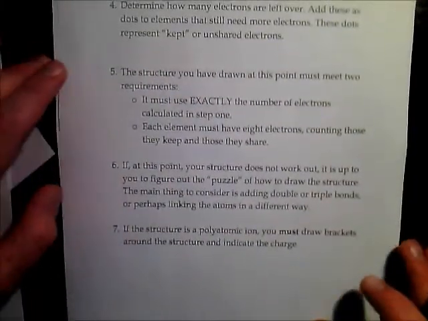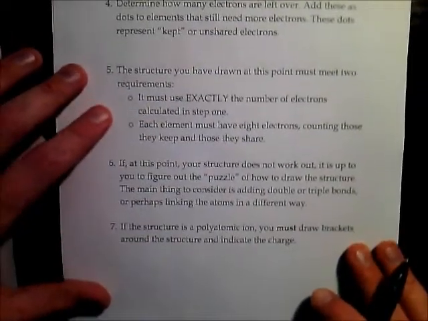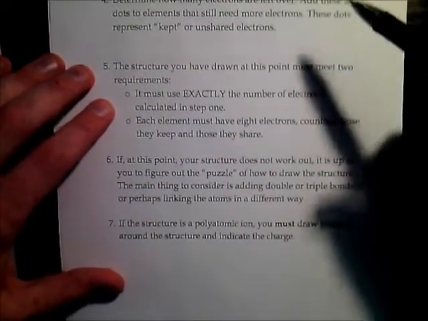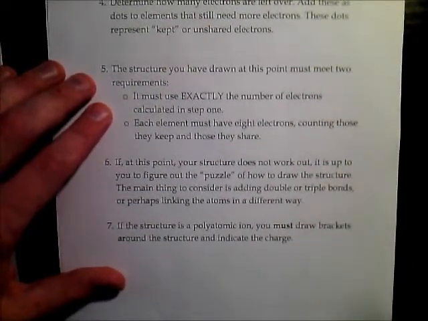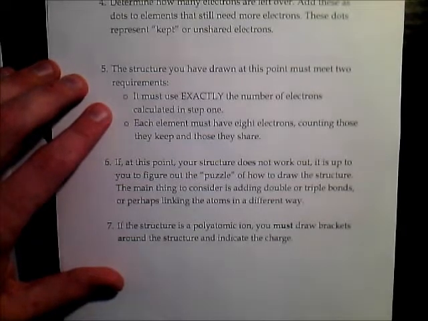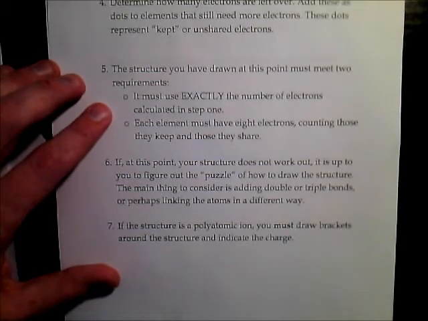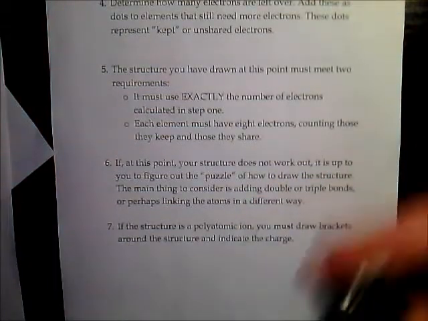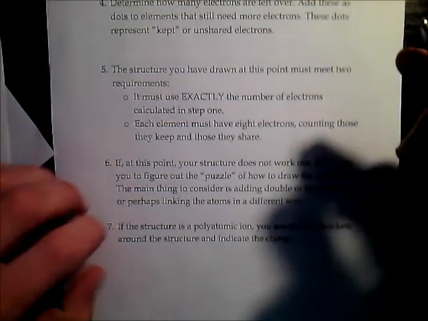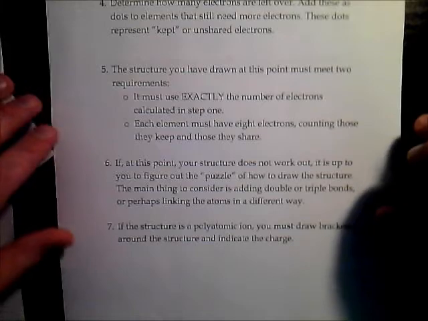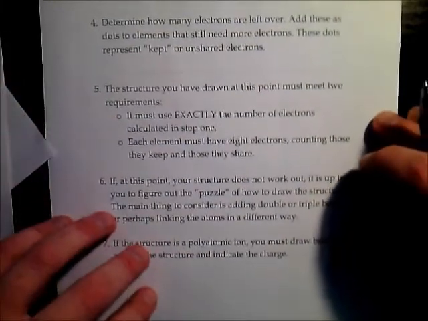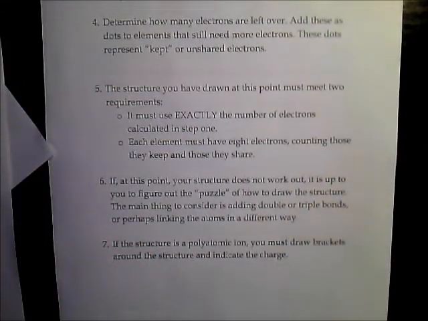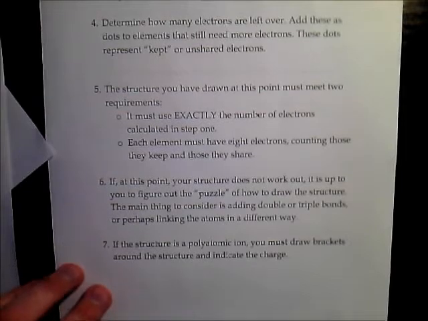Probably the most important thing here is a Lewis structure must meet two requirements when it's complete, if it's correct. It must use exactly the number of valence electrons you calculate in step 1, and each element must have 8 electrons around it, including those they keep and those they share. Hydrogen, as we said, only wants 2, so it's the exception to that. Like I said, this will make more sense by example. So let's look at a couple.